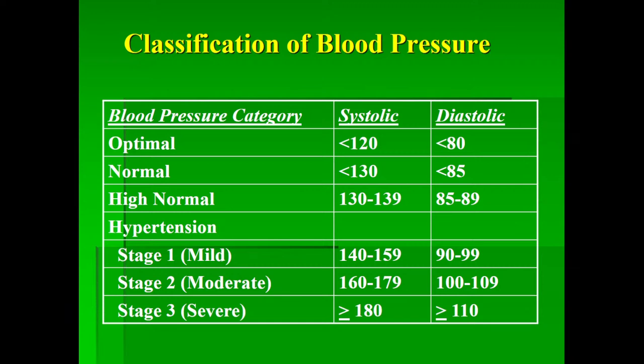As you can see in this table, there are some gradations of blood pressure. Optimal blood pressure is 120 millimeters of mercury systolic and 80 millimeters of mercury diastolic. Normal blood pressure is less than 130 and less than 85 millimeters of mercury. High normal blood pressure is systolic 130 to 139 millimeters of mercury, diastolic 85 to 89 millimeters of mercury.